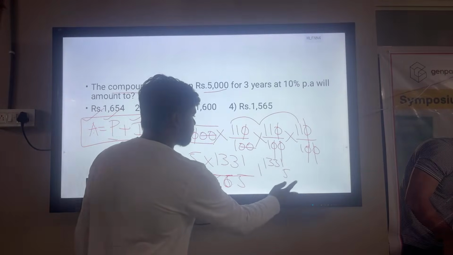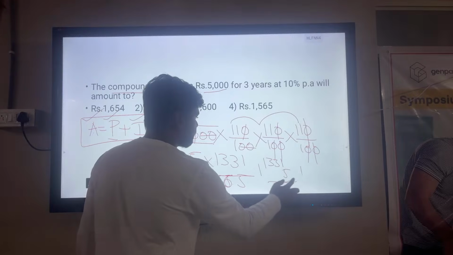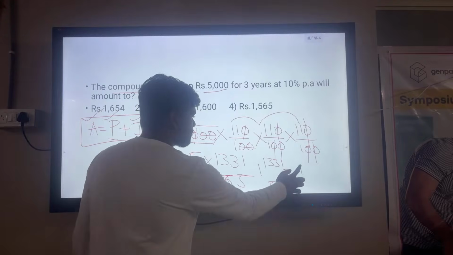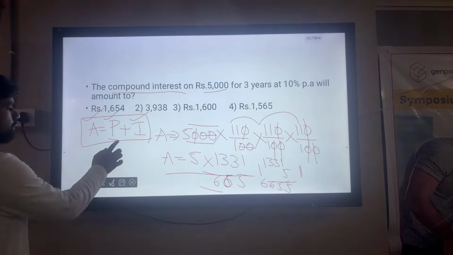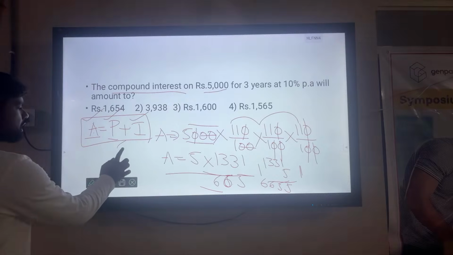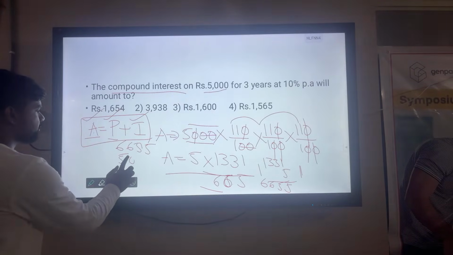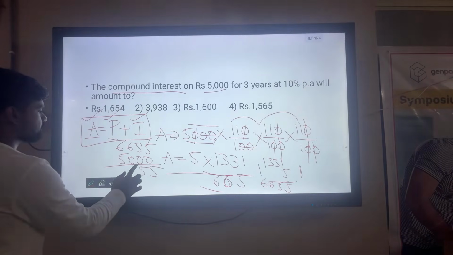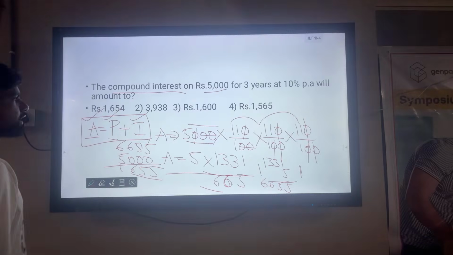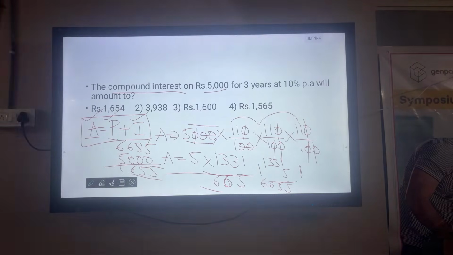1331 into 5. 5 ones are 5, 5 3s are 15, 5 3s are 15 plus 1, 16. So total amount A is equal to 6655, and the present value is the principal amount 5000. When you subtract, you get 1655, that is the interest.